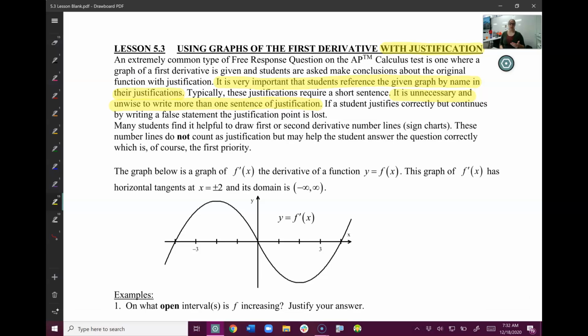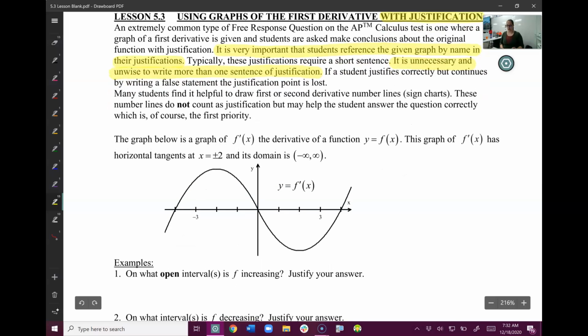Gary said that when he was grading tests, he often found that the first sentence was correct, but then if students wrote more than one sentence, they would contradict themselves somewhere in it, and then they'd lose points. So for this kind of problem, it's really smart to write just one short justification sentence. Now, another thing, it will be helpful to draw our number lines, our sign lines. However, those do not count as justification. They just help you get the answer right.